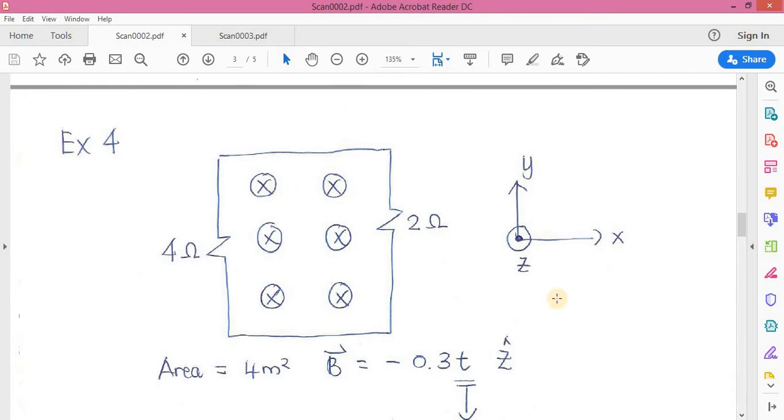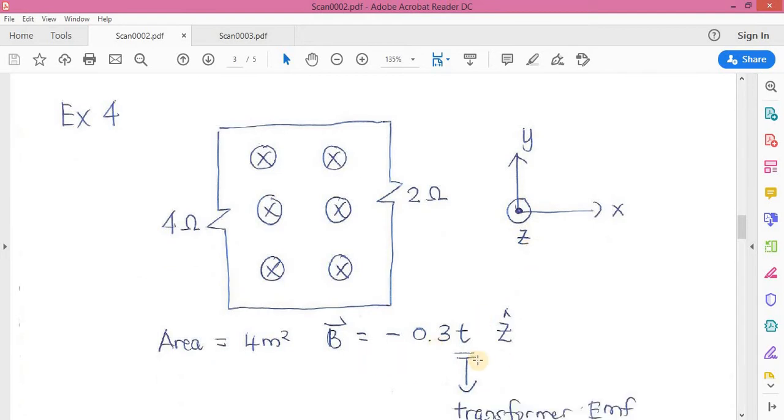This one is the reference X and Y, and I define the positive Z direction as the direction coming out from the page. If you look at the information from the question, the B is in the negative Z direction. That's why I draw this one to represent the direction of the magnetic flux density, and the area is 4 meters squared.